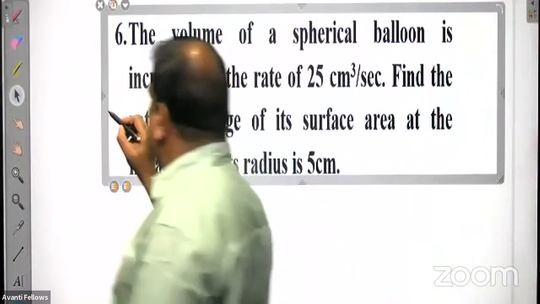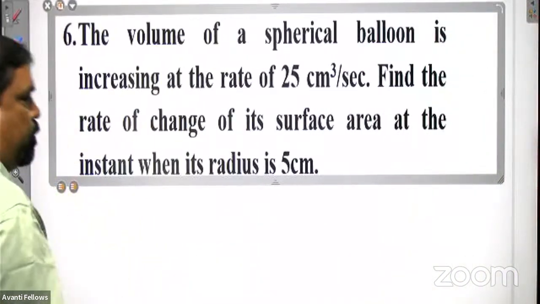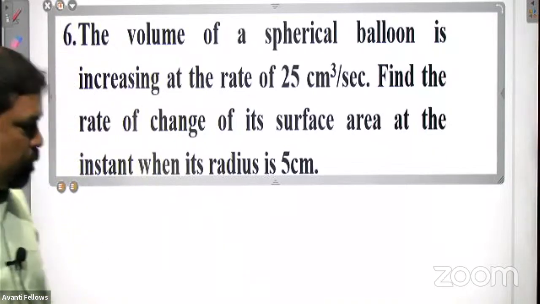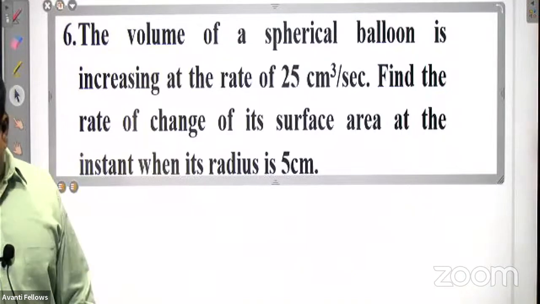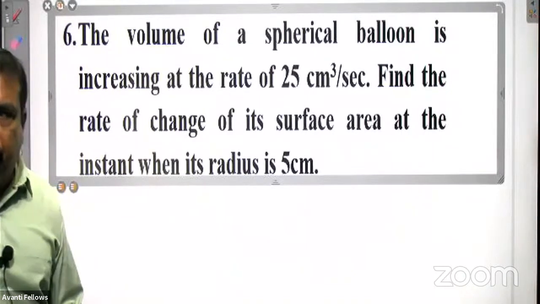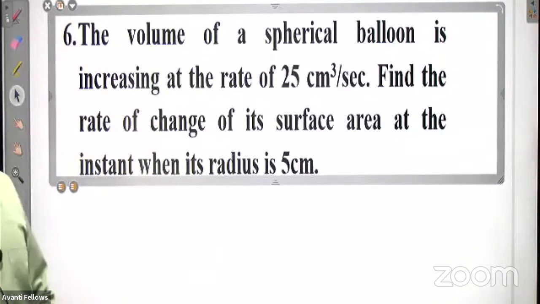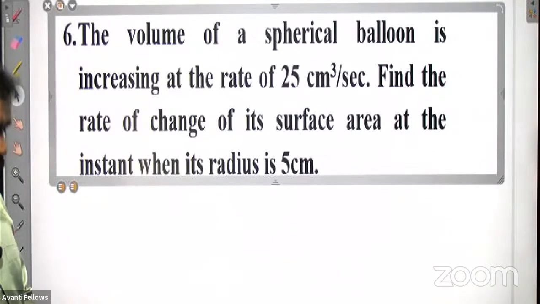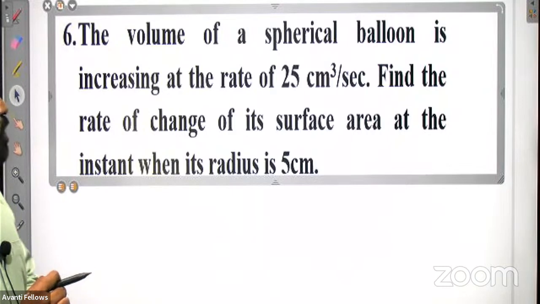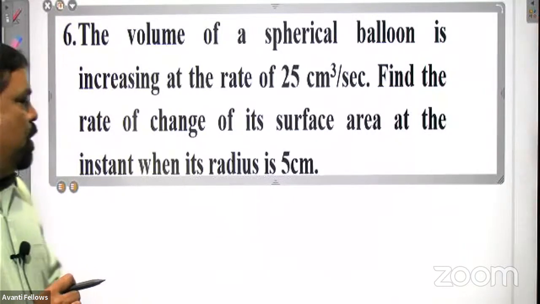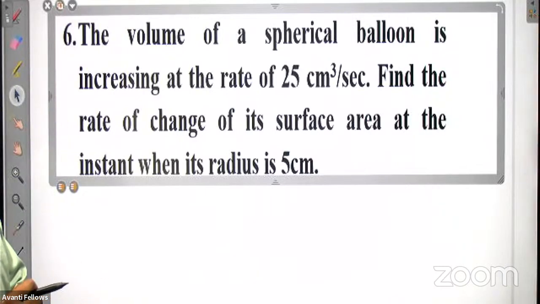I think the problem is clear to all of you. Please note it down, okay? The volume of a spherical balloon is increasing at the rate of 25 centimeter cube per second. Find the rate of change of its surface area at the instant when its radius is 5 centimeter.